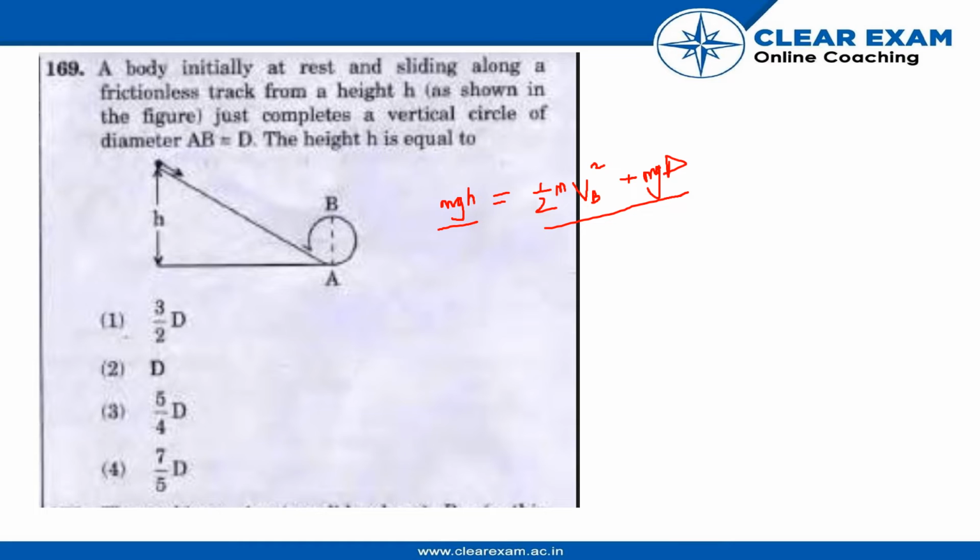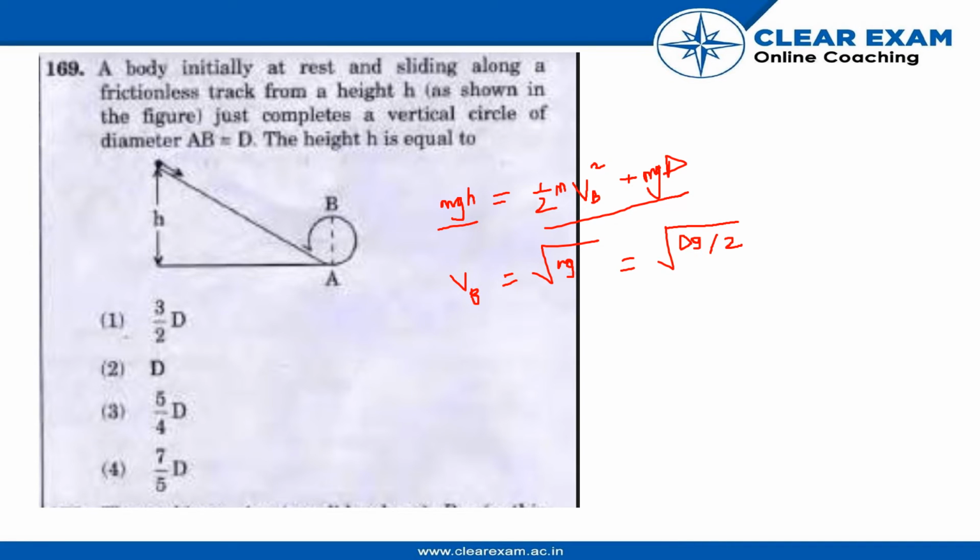Now the minimum speed required to complete the rotation is equal to under root of radius into g, which is equal to, radius can be converted into diameter, so it will be under root of dg by 2.